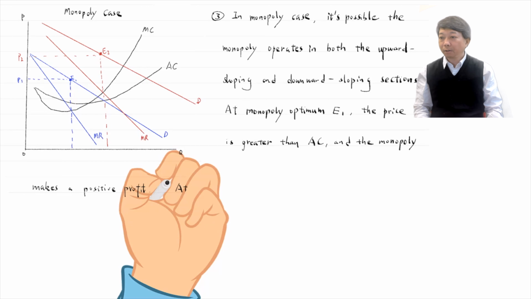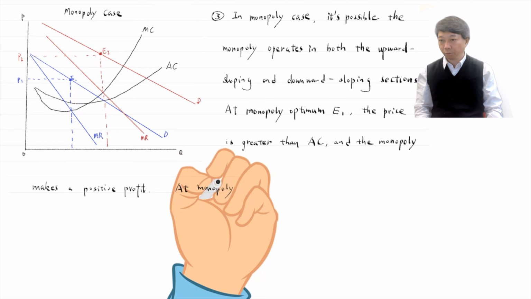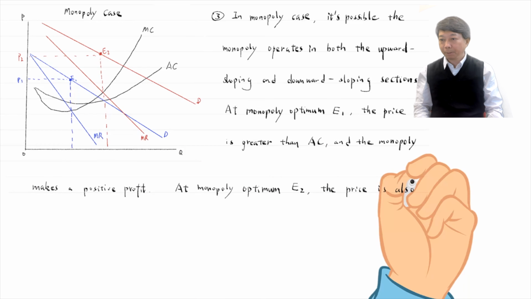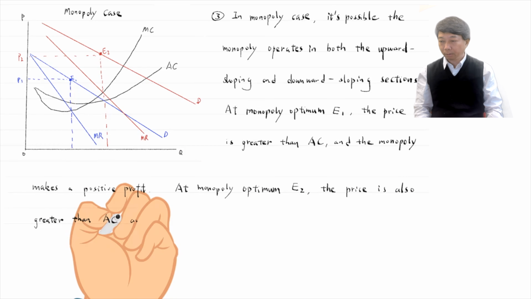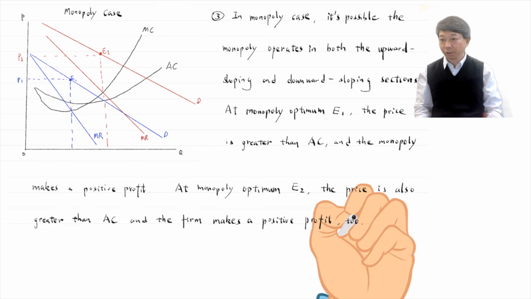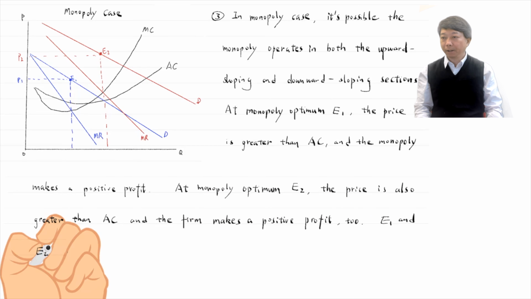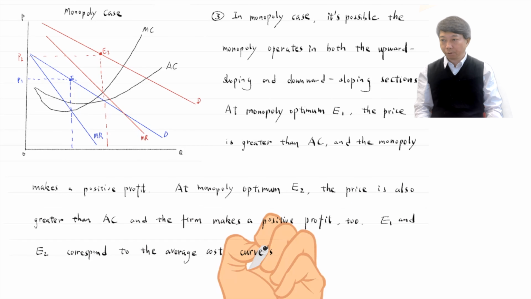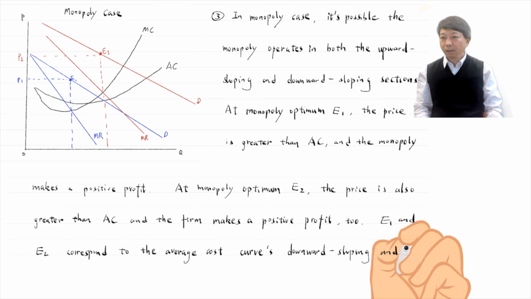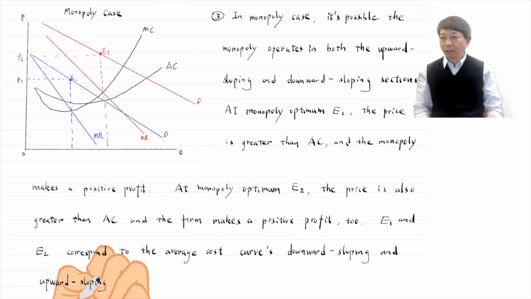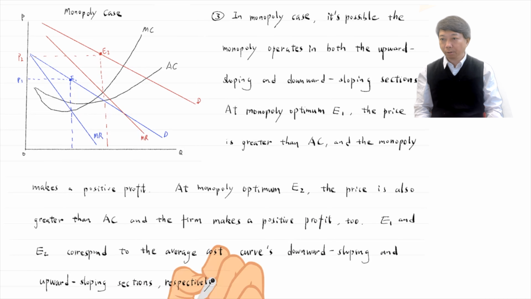If the inverse demand curve shifts to the right and the new monopoly optimum is E2, the price P2 is also greater than the average cost at that quantity. The monopoly makes a positive profit too. E2 corresponds to the upward sloping section of the average cost curve.